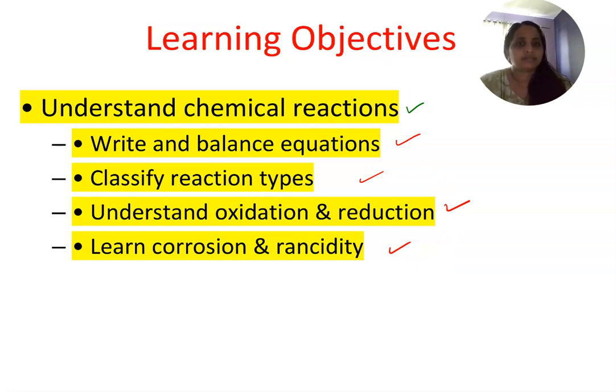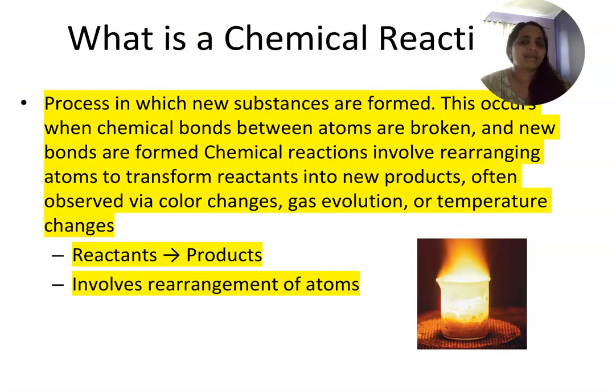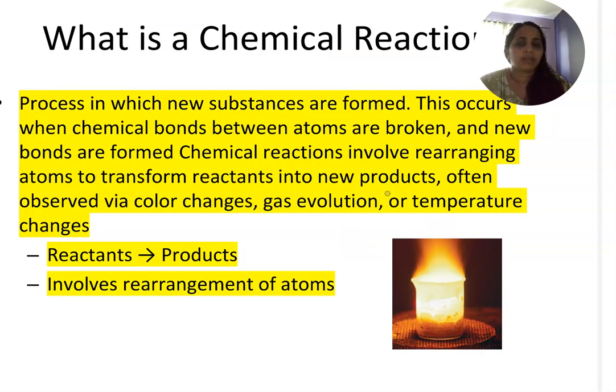So let's start. First, what is a chemical reaction? What do you mean by chemical reaction? A chemical reaction is a process in which a new substance is formed. This occurs when chemical bonds between atoms are broken and new bonds are formed. Chemical reactions involve rearranging atoms to transform reactants into new products, often observed via color changes, gas evolution, or temperature changes.